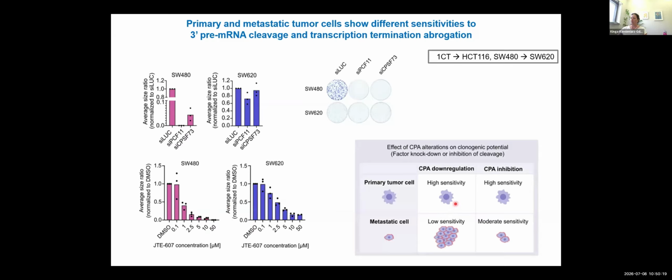We confirmed this now also with some other examples of primary and metastatic colorectal cancer. So what we basically saw is that primary tumor cells have much higher sensitivity to both CPSF73 downregulation and CPSF73 inhibition.